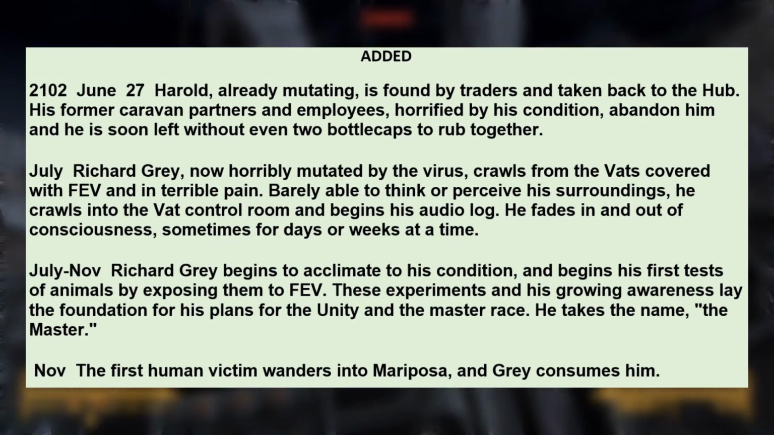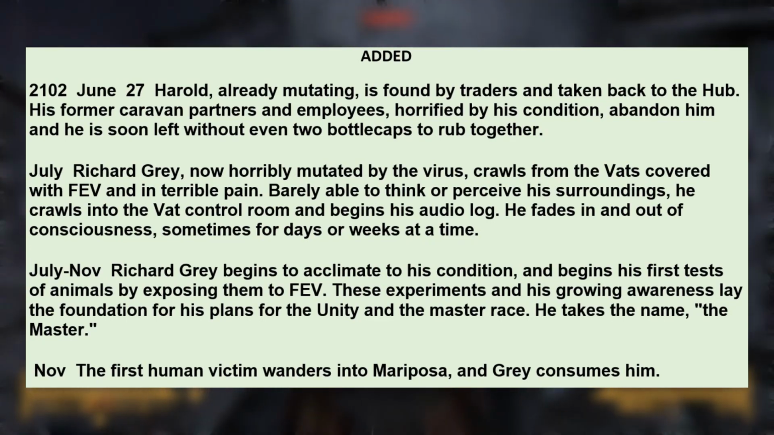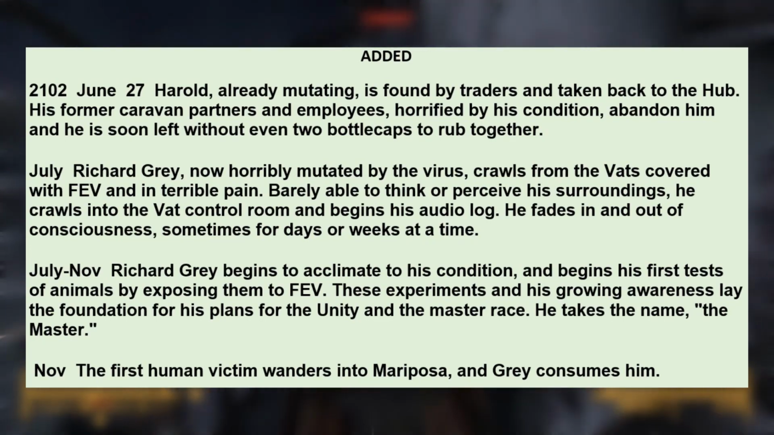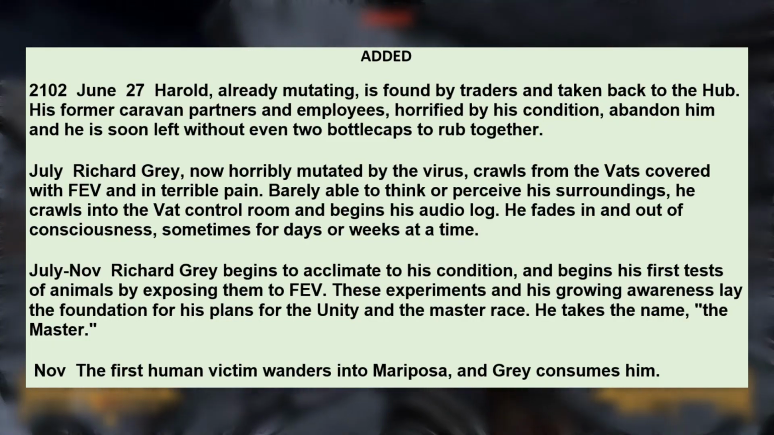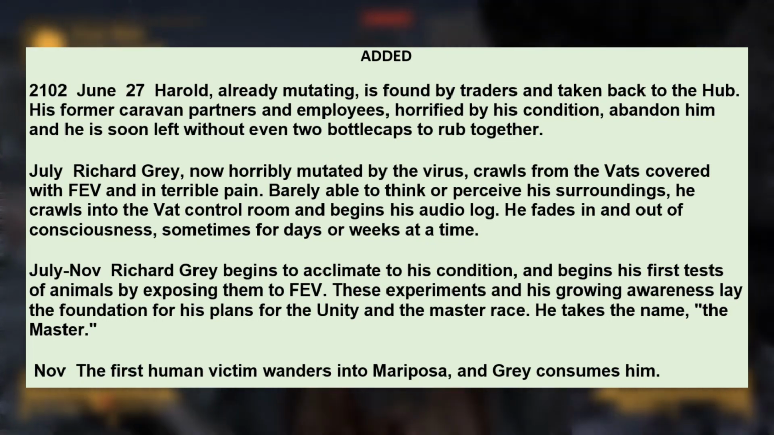July through November, Richard Gray begins to acclimate to his condition and begins his first tests of animals by exposing them to FEV. These experiments and his growing awareness lay the foundation for his plans for the Unity and the Master Race. He takes the name The Master.